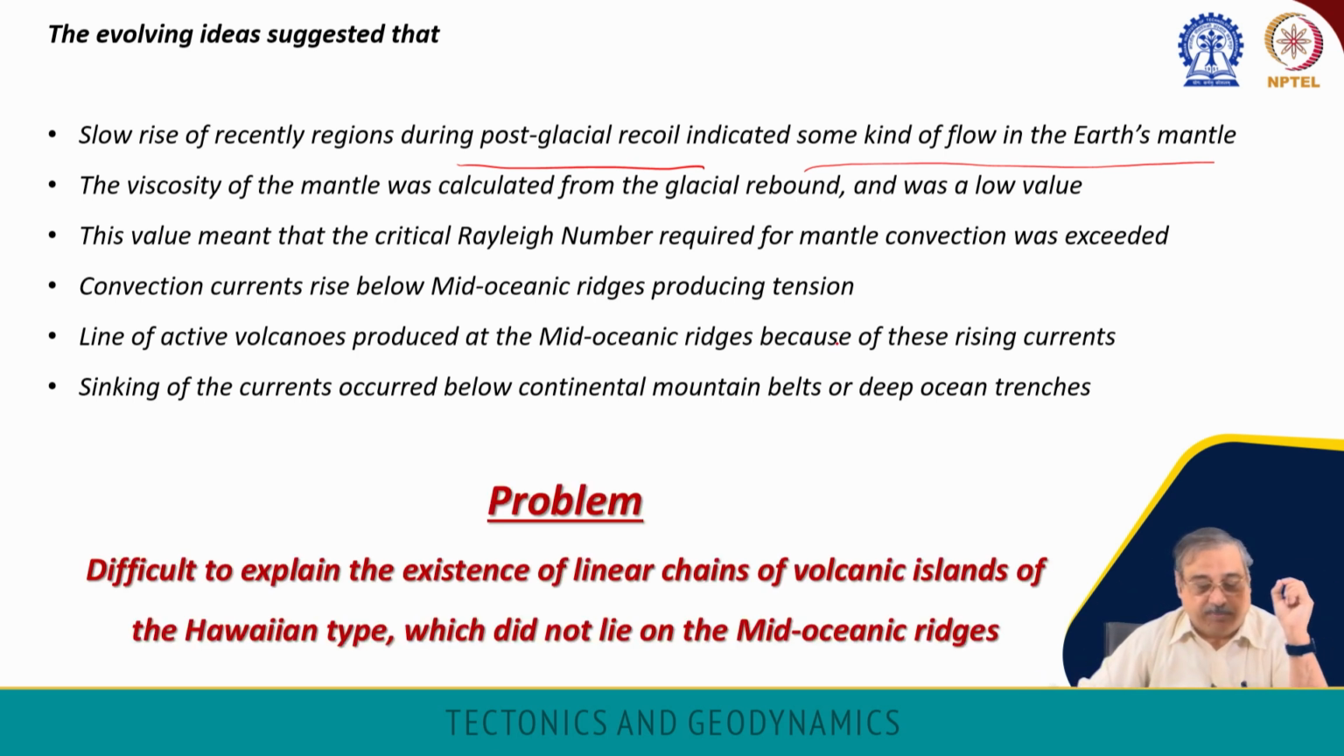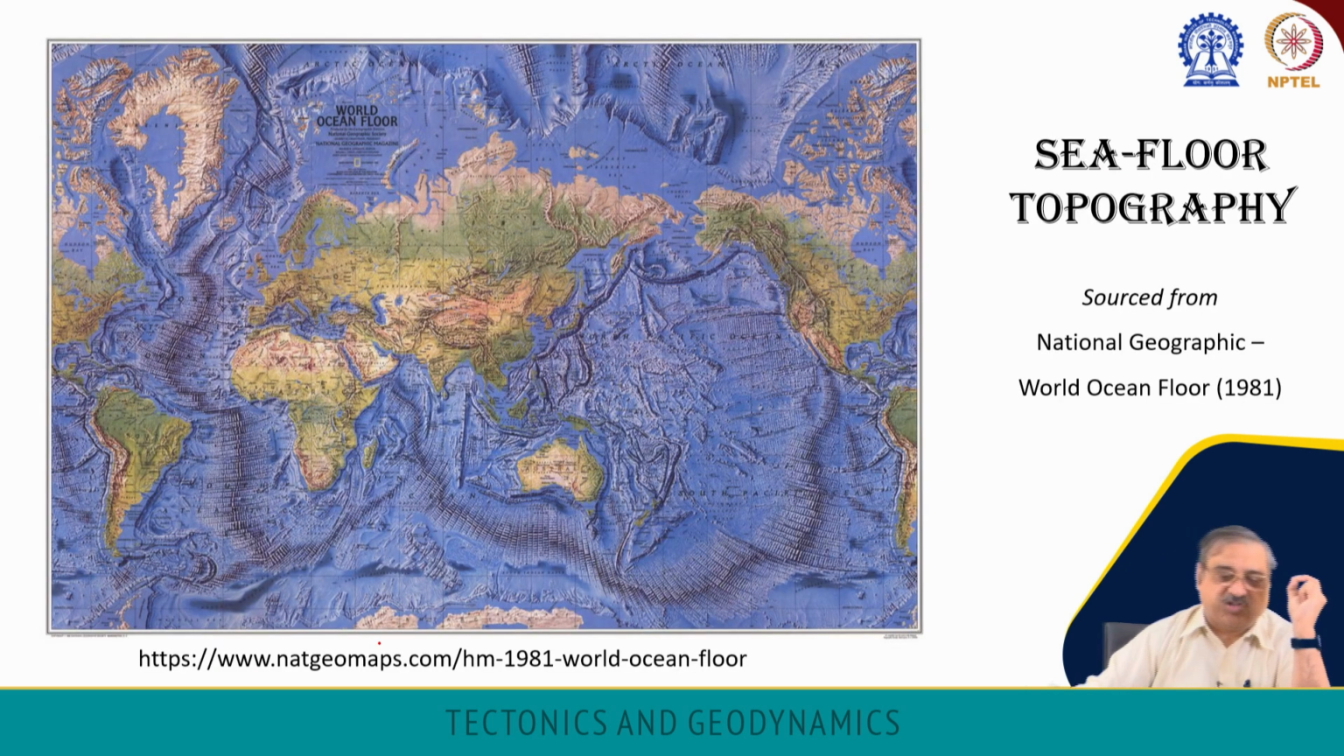But there was a problem. And the problem was, apart from the line of volcanoes in the mid-oceanic ridge, there are linear chains of volcanic islands. These are, for example, associated famously with the island of Hawaii, which did not lie on the mid-oceanic ridges. Now, these linear chains of mountains had peculiar properties. We will just take a look at what these linear chains are.